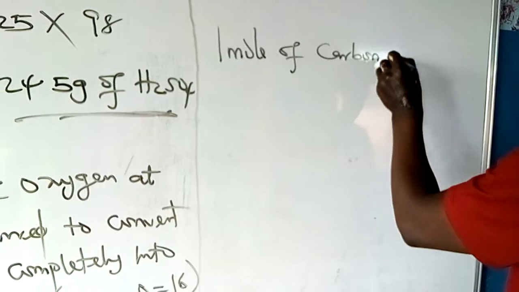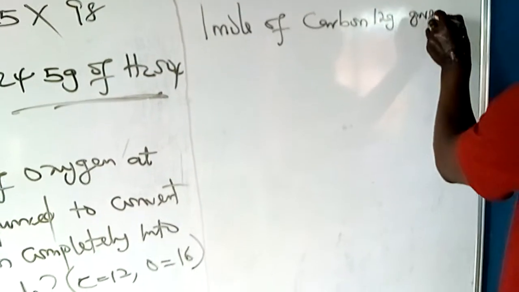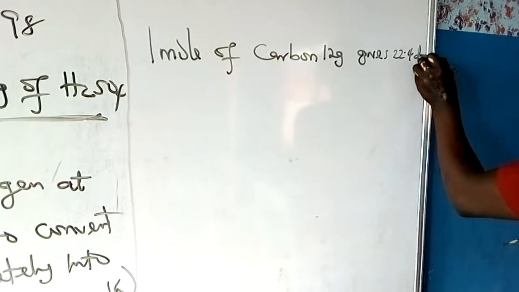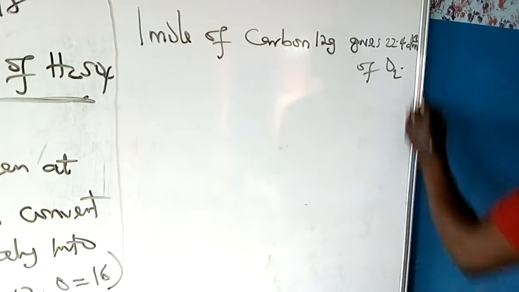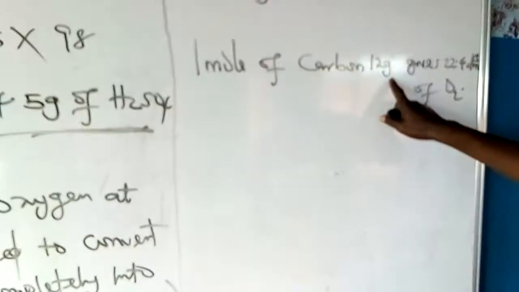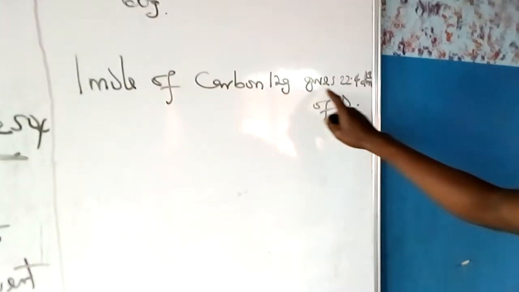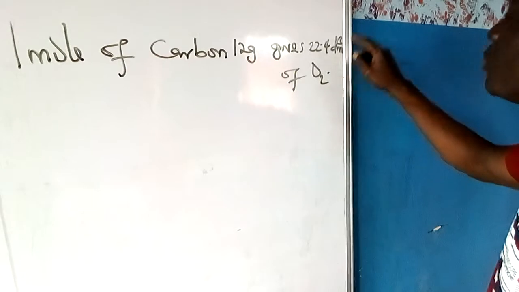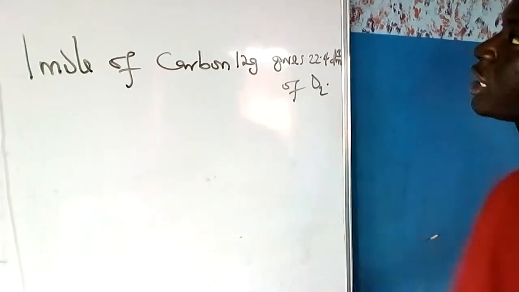1 mole of carbon, which is 12 grams, gives what? Gives 22.4 dm³ of O2. So 1 mole of carbon is 12 grams, and for O2, 22.4 dm³ is 1 mole. 1 mole of oxygen is 22.4 dm³.